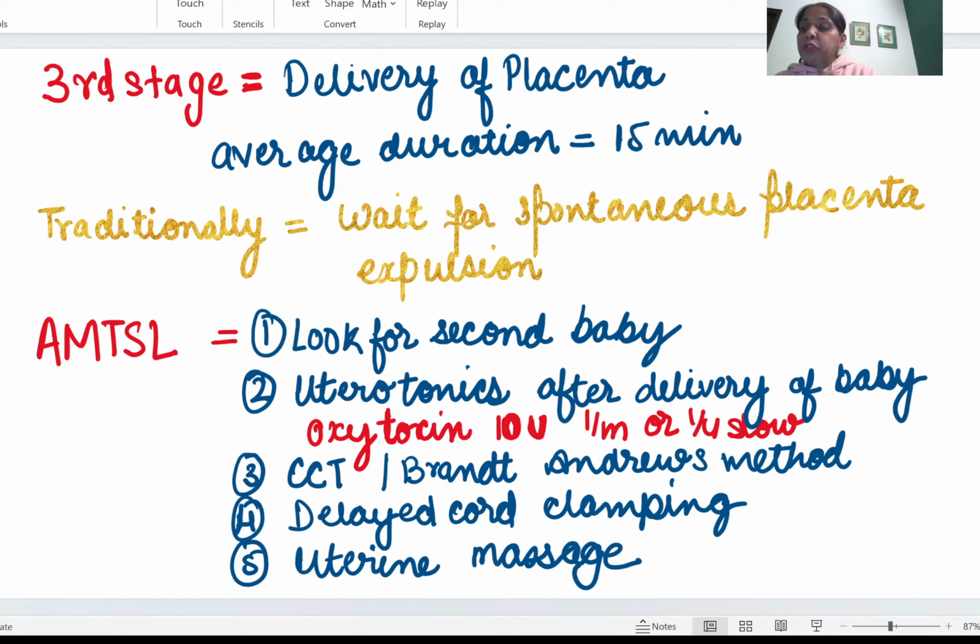We give uterotonics so that the muscles start contracting and there is no PPH. The drug of choice for prophylaxis of PPH is oxytocin 10 units. It can be given IM or IV slow. It should not be given as an IV bolus, as IV bolus leads to hypotension.